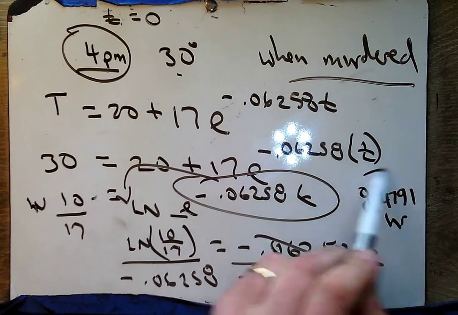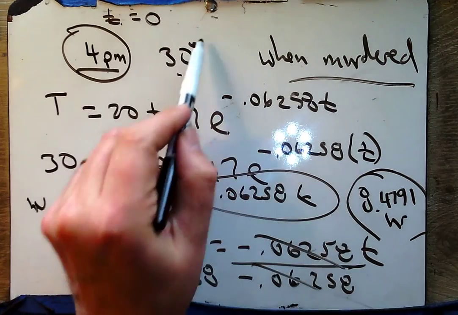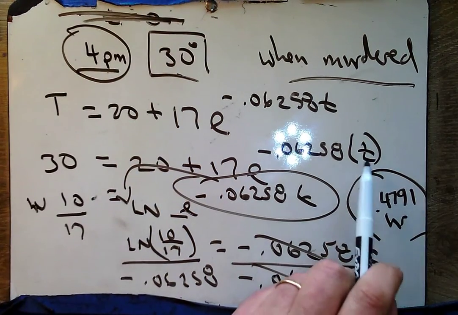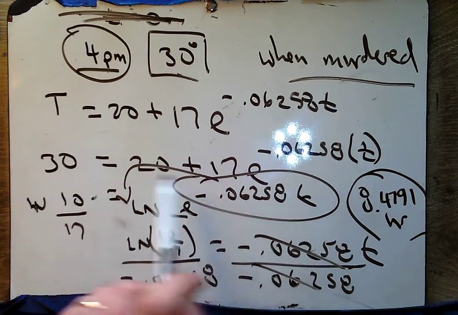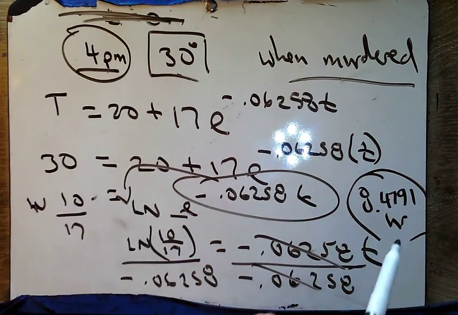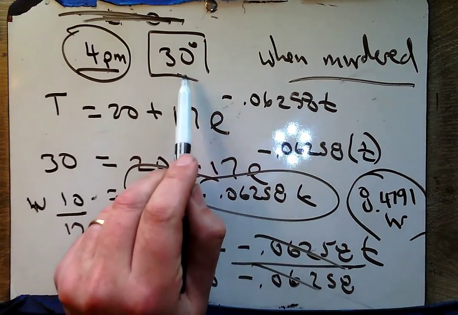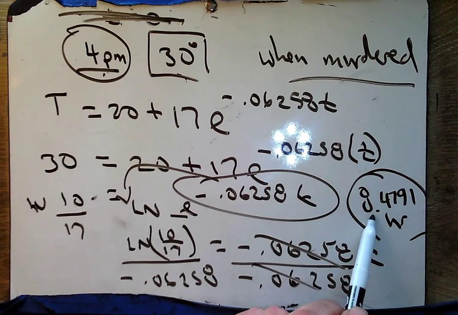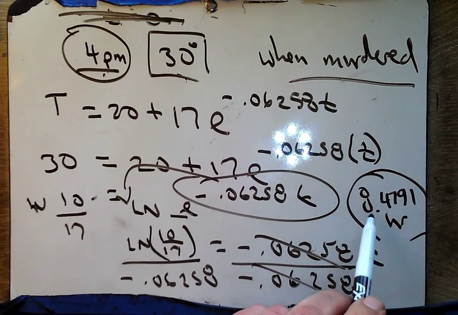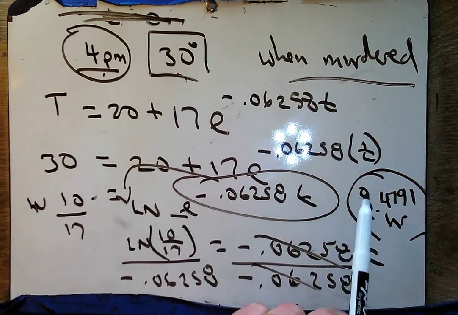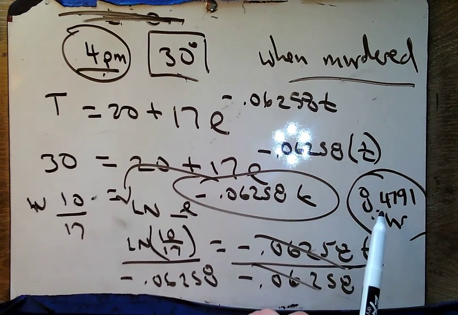That after this many hours, the body's temperature was 30 degrees. So no, I really didn't use that t equals 0, right? I tried to plug the 0 in there and said, wait a minute, 37 doesn't equal 30. So I'm saying that our answer is, in order for the body to get to this temperature at 4 p.m., 8.4791 hours had to pass by. This body has been sitting there for almost 8.5 hours. This person was murdered 8.5 hours ago.